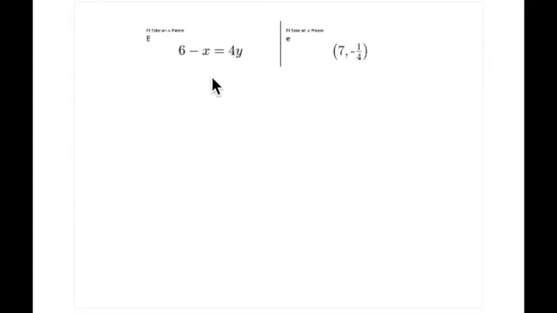For the e-card, the equation is 6 minus x equals 4y, and the x-coordinate is 7, and the y-coordinate is a negative 1/4. And here you're subtracting x. That's a little bit odd. It takes a little bit of getting used to how to deal with that.